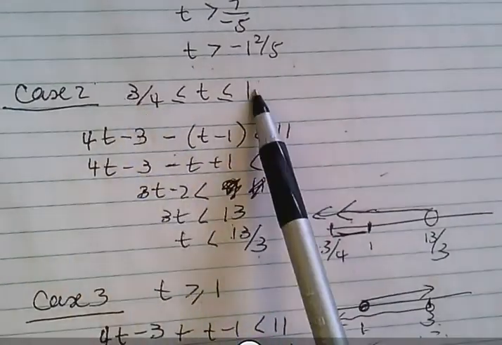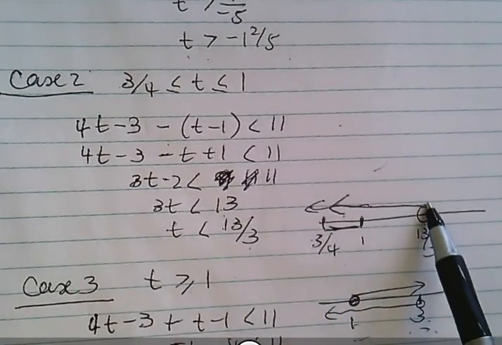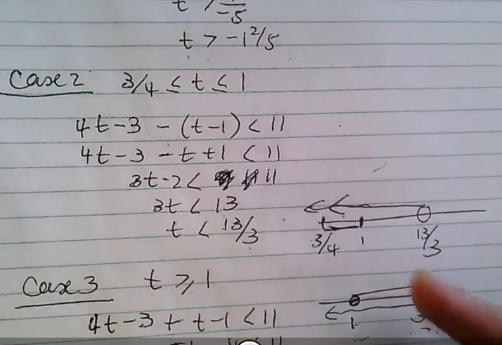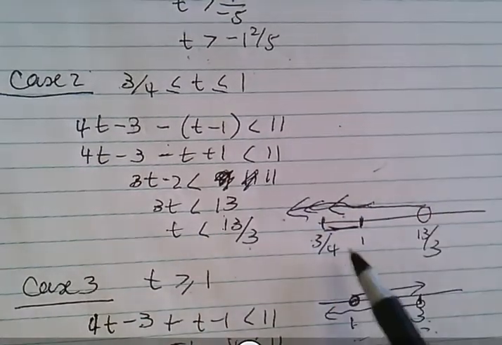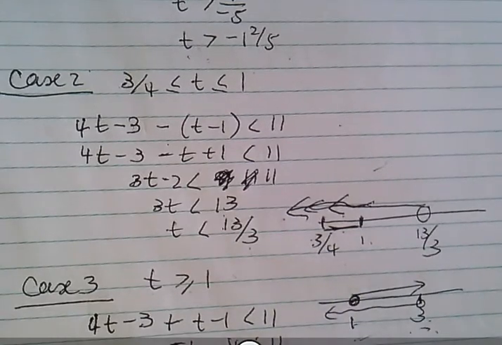Then in the second case, I want values of t between 3/4 and 1. So between there and there. But my solution says t is less than 13 over 3. So it's all of these values. So there is the overlap here. So t is also between 3/4 and 1.